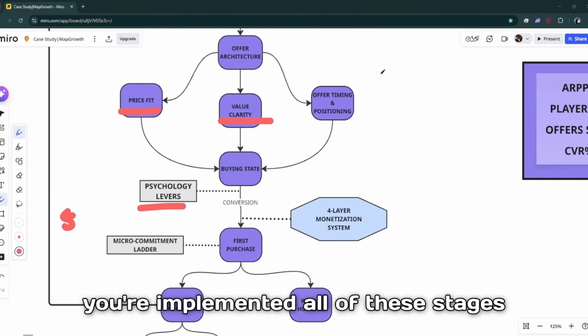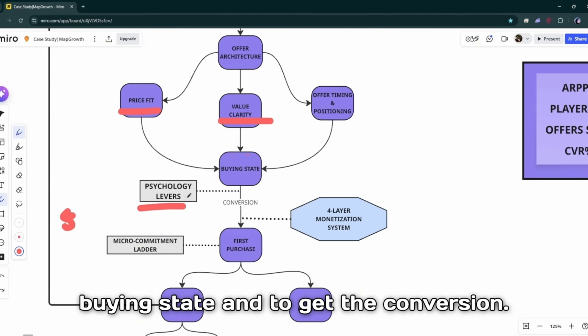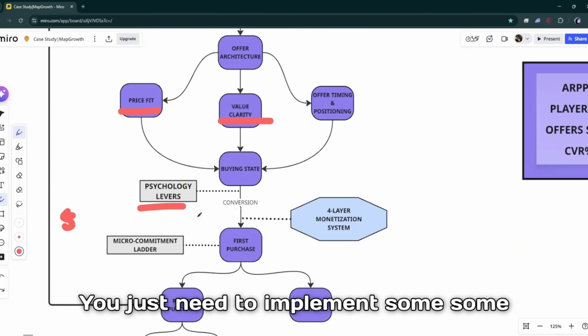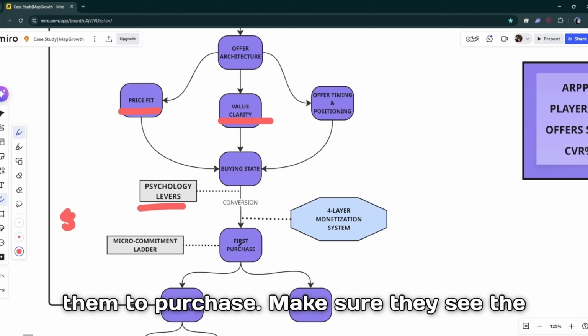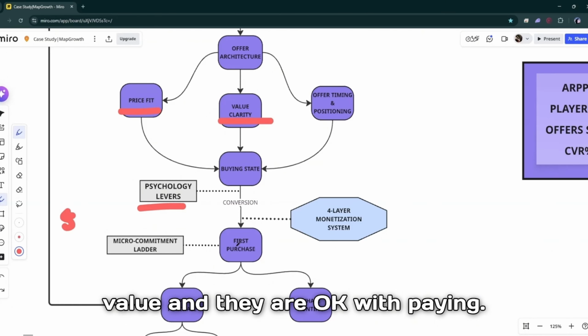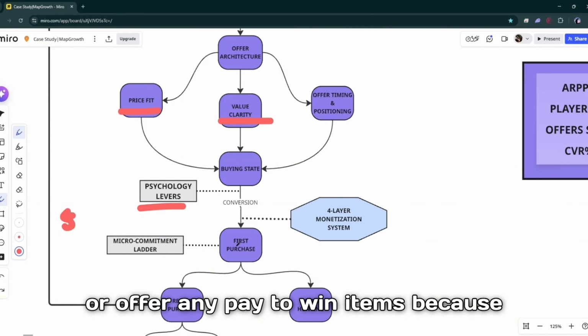So if you implemented all of these stages before correctly, and you're close to the buying state, then to get the conversion, you just need to implement some psychology levers to really push them to make the purchase. Of course, don't force them to purchase, make sure they see the value and they are okay with paying. Never force them to pay anything or offer any pay-to-win items, because that's not allowed.